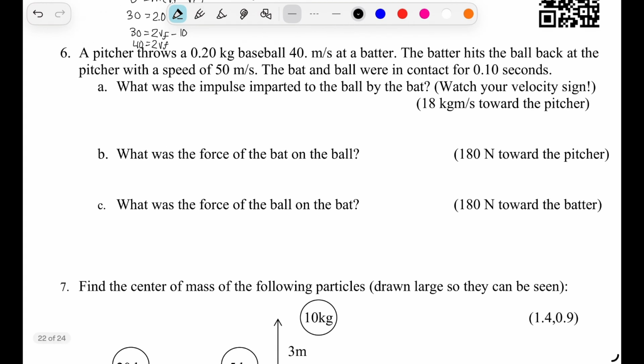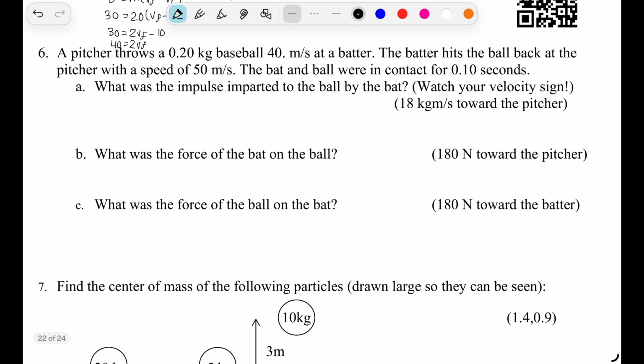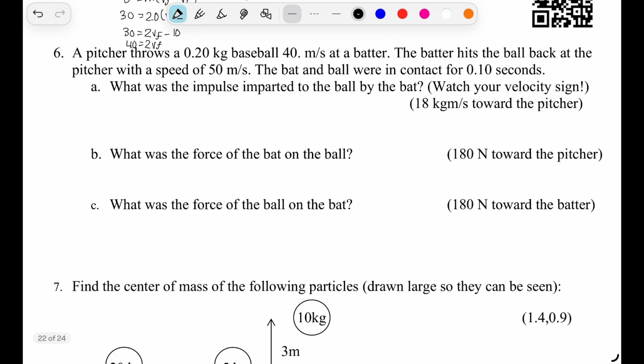A pitcher throws a 0.2 kilogram ball 40 meters per second at a batter. The batter hits the ball back at the pitcher with a speed of 50 meters per second. The bat and the ball were in contact for 0.1 seconds. What is the impulse that was imparted to the ball by the bat? Watch your velocity sign. So what we're given, we can write to the side here.